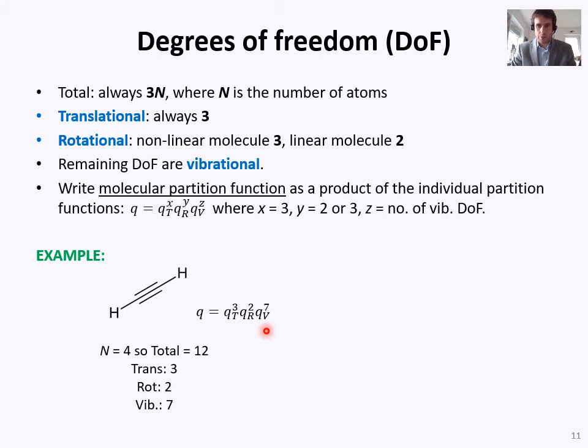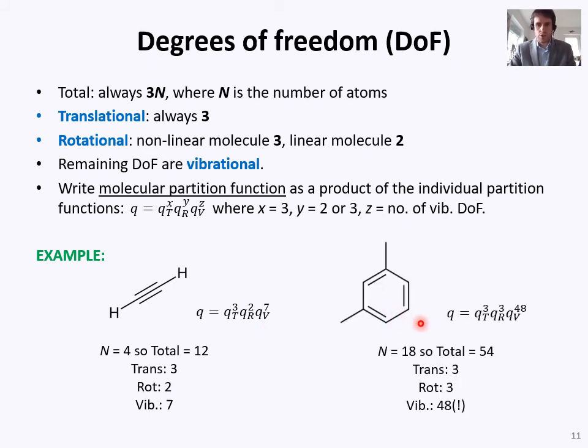Okay, I'll just go for another example here. So we've got, in this case, a non-linear molecule here. Again, it's got 3 translational degrees of freedom, but it's got a lot more atoms here. So don't forget the hydrogens.